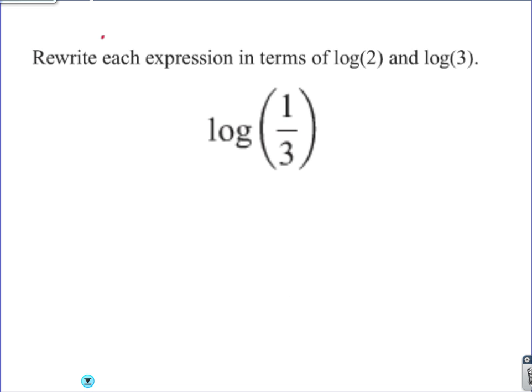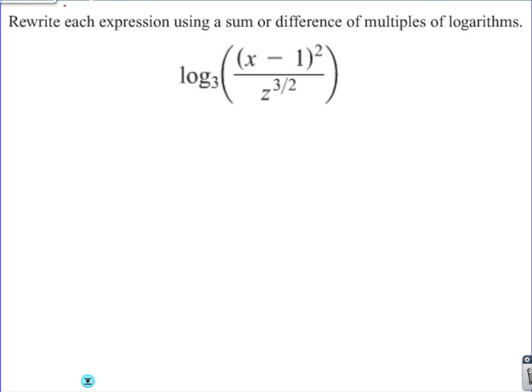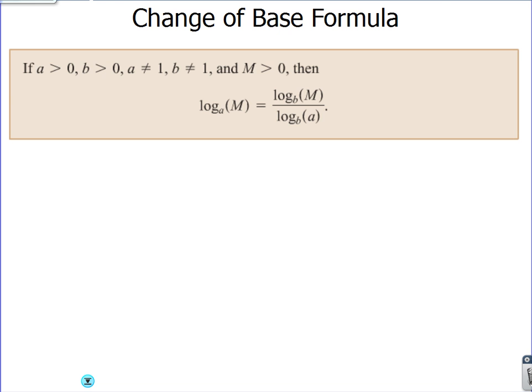Log of 1/3, we've already worked that one. That's 3 to the negative 1, bring the negative down front. That's negative log of 3. Now, it says terms of log 2 and log 3. You don't have to use both of them, just either or and. See how many more of these we got. We'll work this next one, then we'll stop for the day.